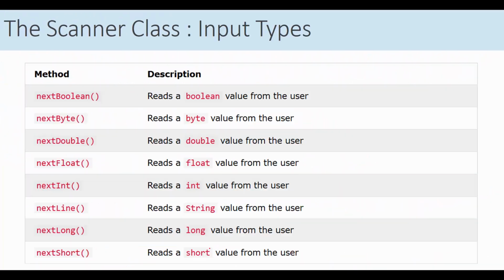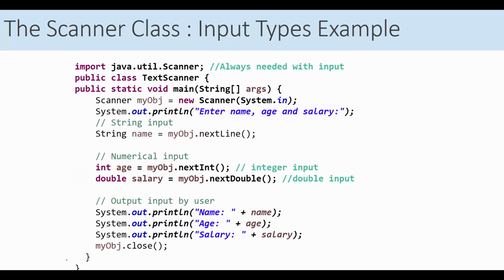If you're reading types other than string, you have a long list of next methods in the Scanner class: Boolean, byte, double, float, integer, line, long, and short. Let's see this in an example. Here, we create a new Scanner object. Then we prompt the user to enter his name, age, and salary. Name is string, age is integer, and salary is a floating point value.